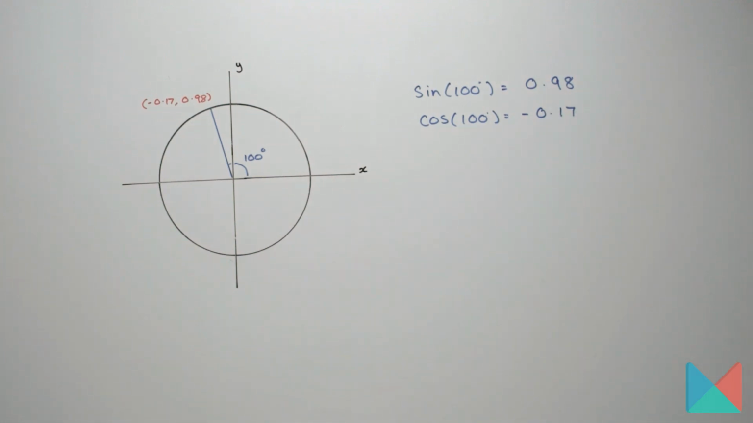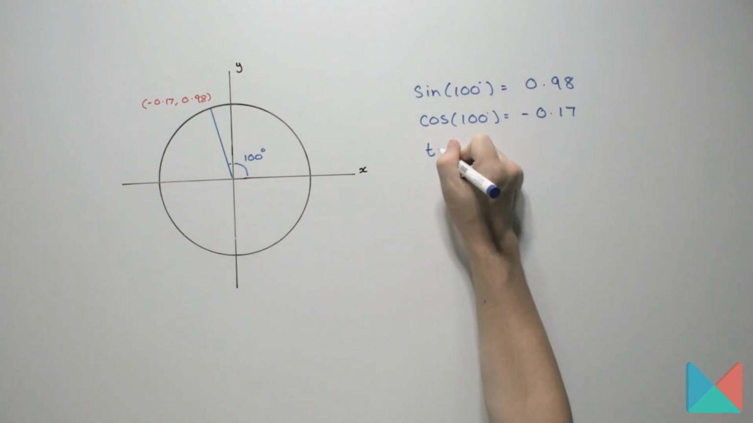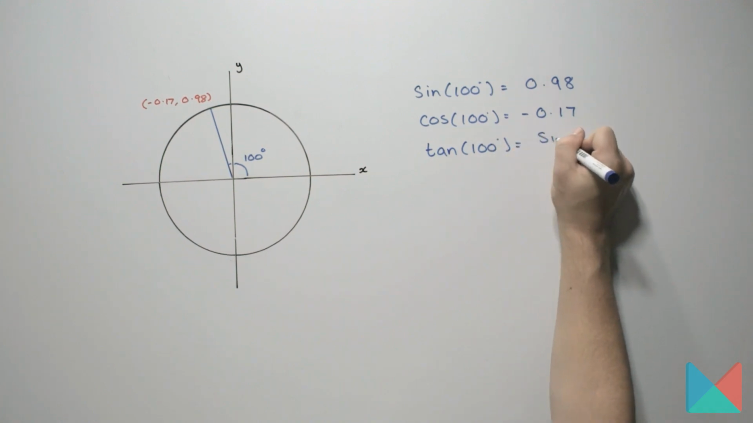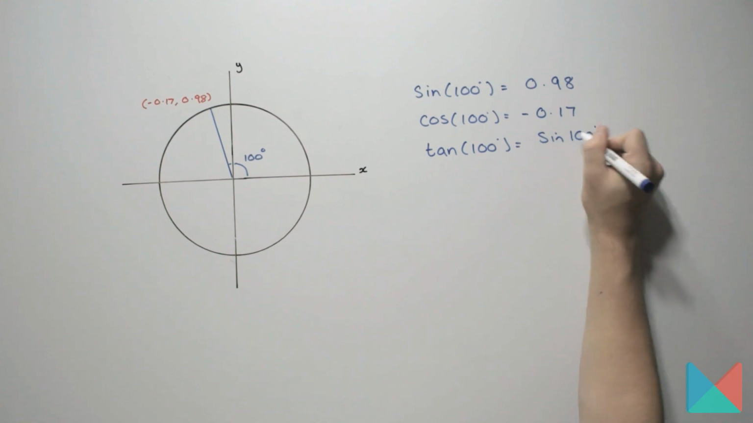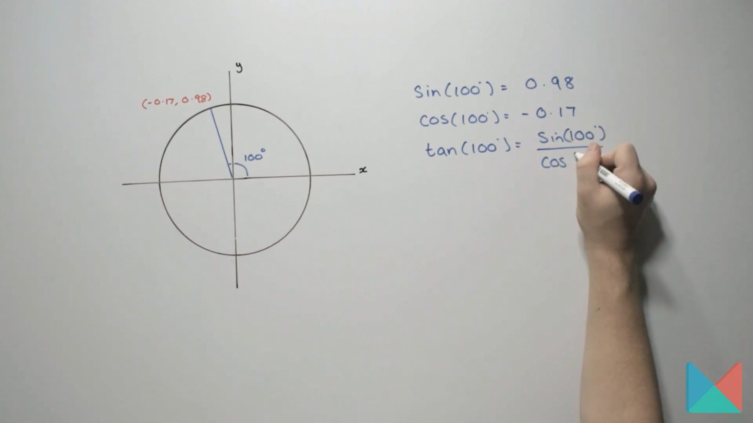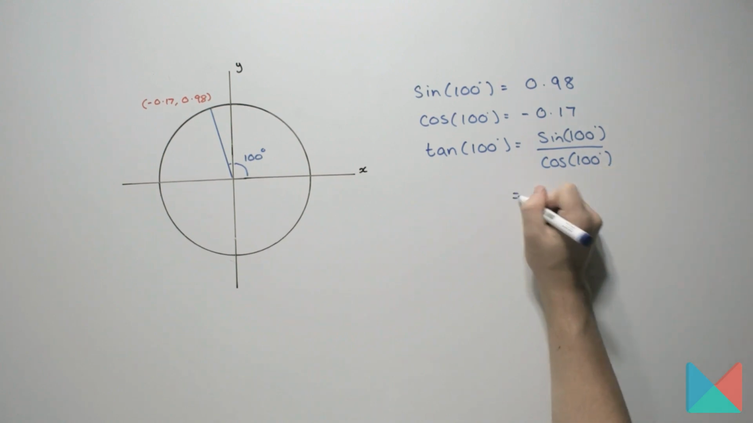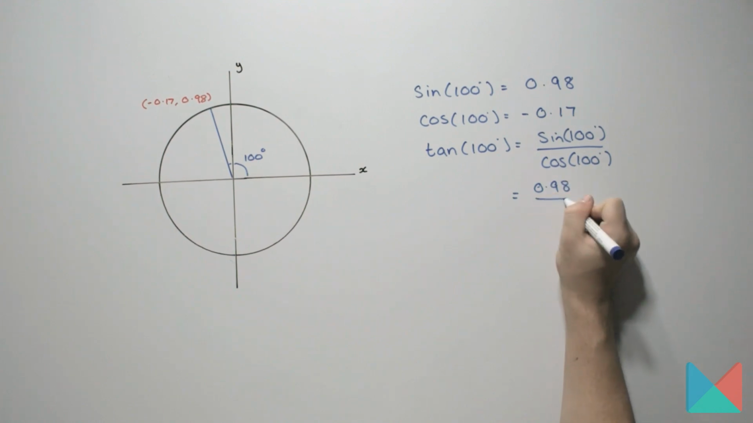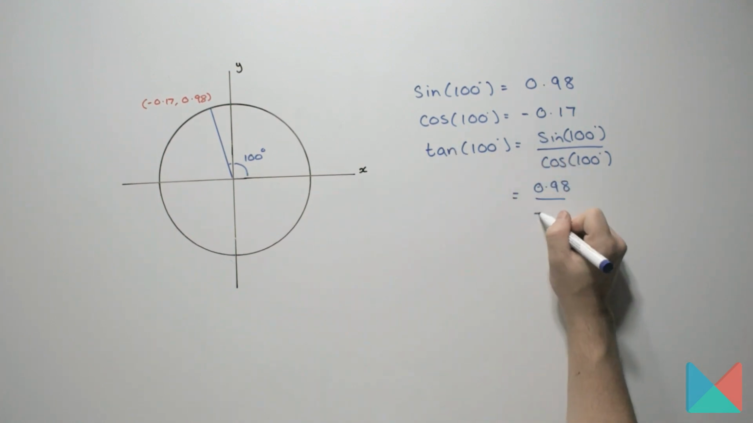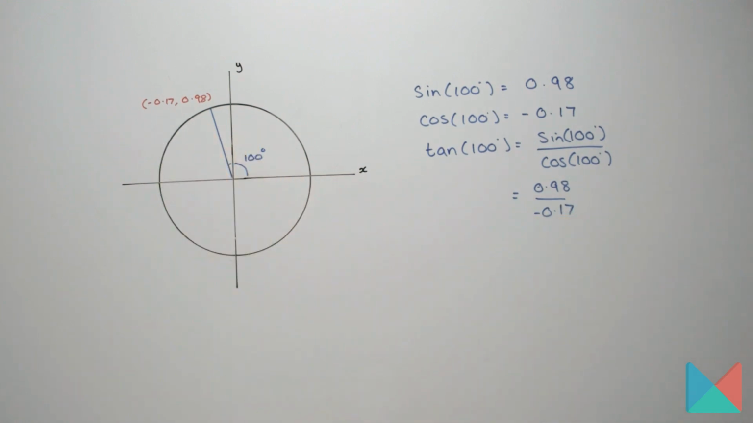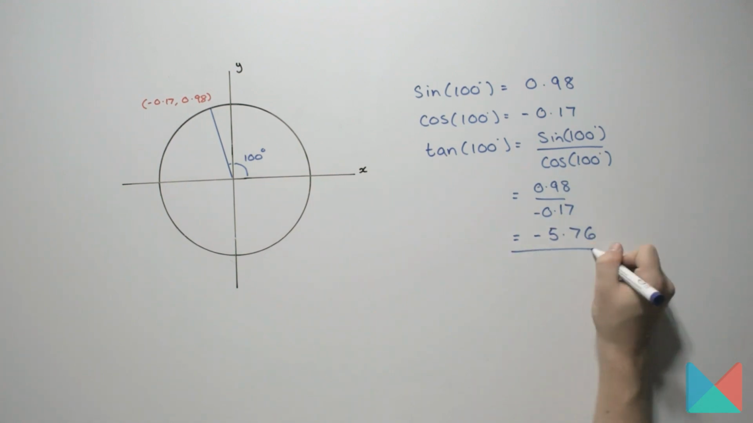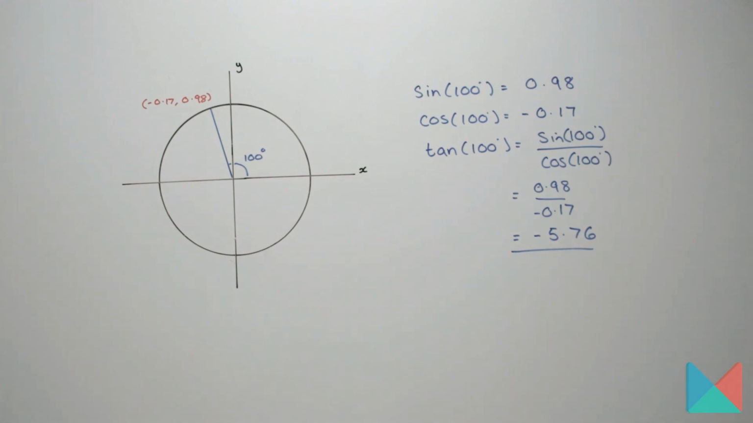And finally, let's find the value for tan of 100 degrees. So we know that tan of 100 degrees will be sine of 100 degrees divided by cosine of 100 degrees. Well, we know that sine of 100 degrees will be the y component, 0.98, divided by cos of 100 degrees, which we found was negative 0.17, being the x coordinate. And if we use our calculator, we'll get a result of negative 5.76 for our value of tan of 100 degrees.